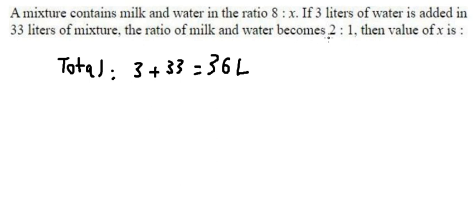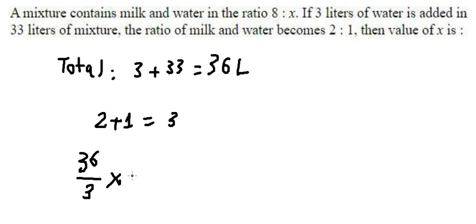So we have 2 over 1. So 2 plus 1, that is about 3. So we have 36. We divide by 3. The ratio of the milk over the water, that is about 2 over 1. So we divide by 3 parts, later that we multiply by 2. So we can find the volume of the milk, and this one we have 24 liters.